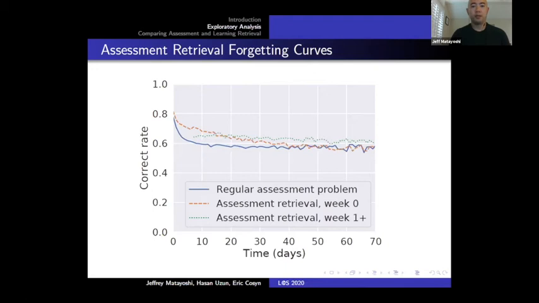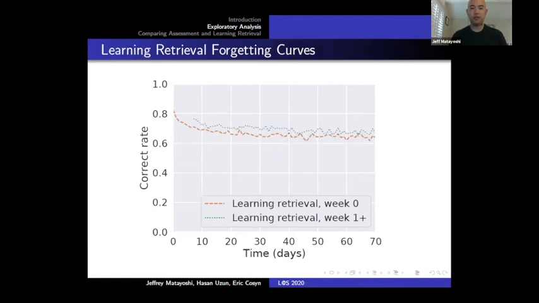And we can also look at the similar curves for the learning retrieval examples. So in this case, we don't have a baseline comparison because there's no regular assessment problem, but again, we can split up this test of retention, the extra problem. We can look at what happens when the retrieval happens within a week or more than a week. And again, there seems to be a benefit to the longer gap between learning and the retrieval practice. Again, the longer you wait, this curve stays up higher, and there seems to be an extra benefit there. Okay, so that's just some high-level results that we saw and that were interesting.